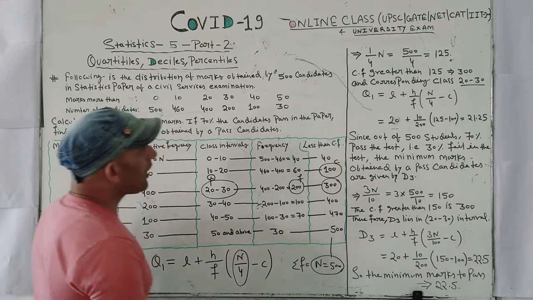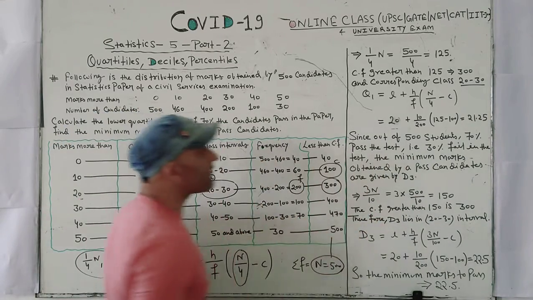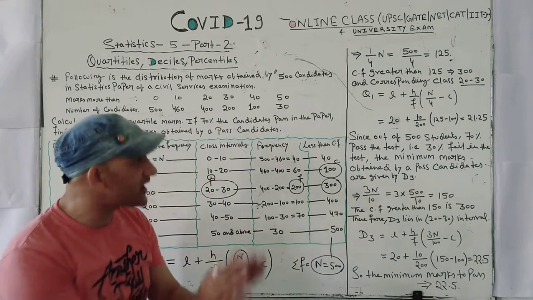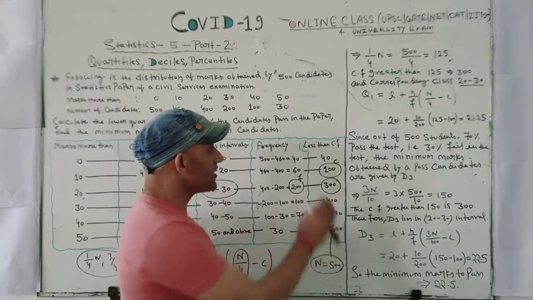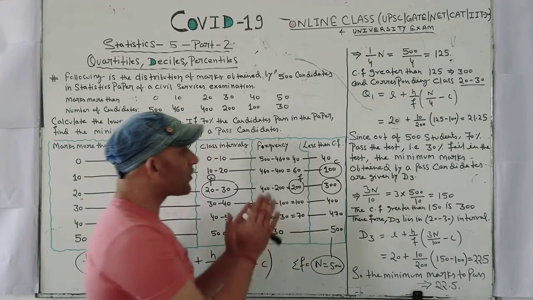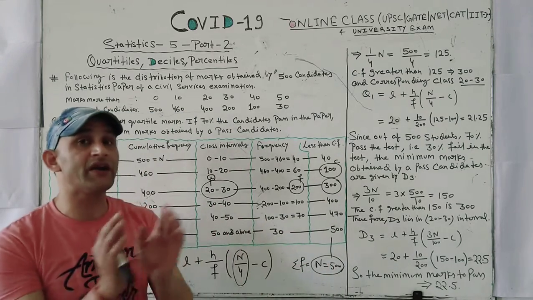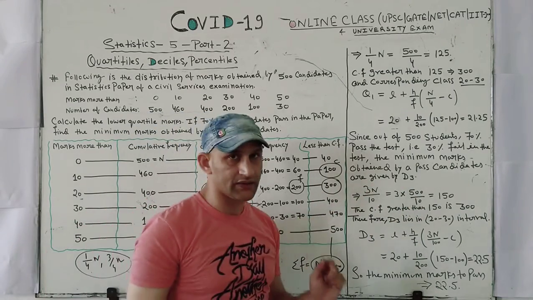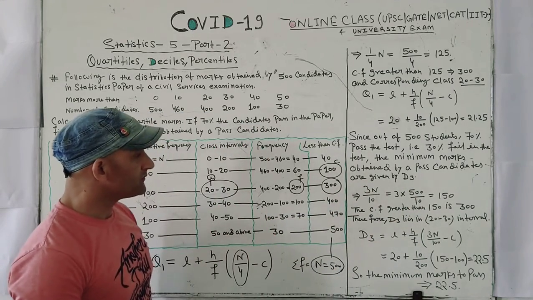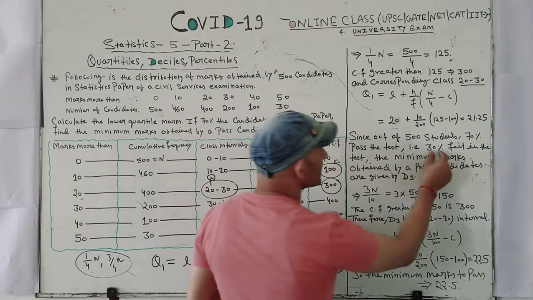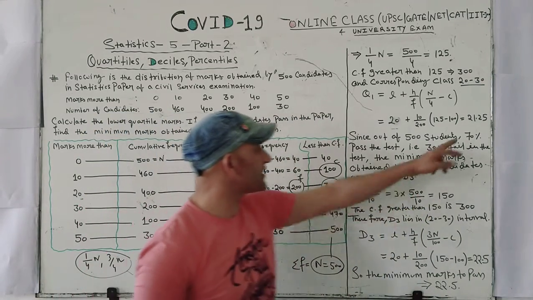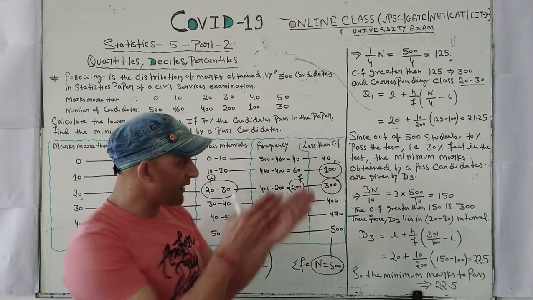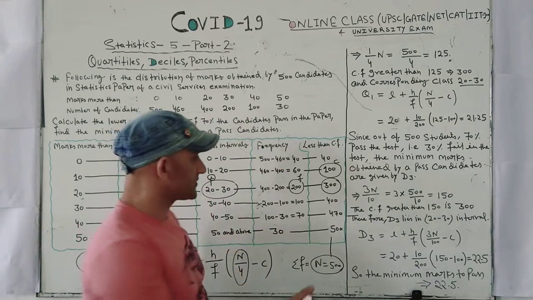Now since out of 500 students, 70% students pass in the test, it means that 30% fail in the test. The minimum marks obtained by the passed candidates are given by D3. So we will find the minimum marks with the help of D3, the decile, because of the percentage 30%, 70%, 30%. So we have divided the data in 10 equal parts.